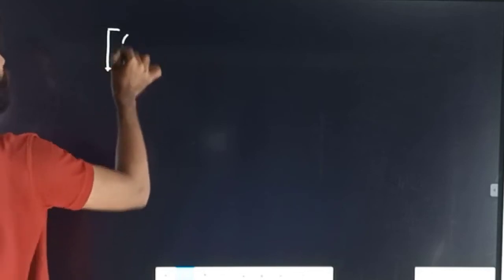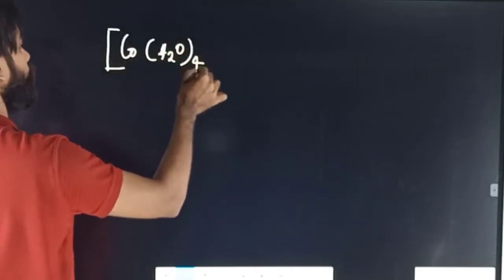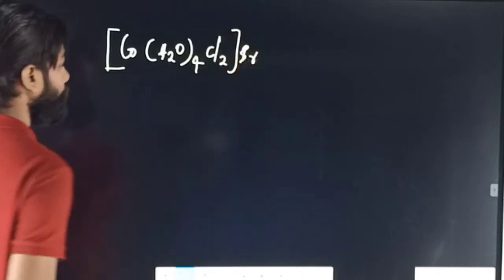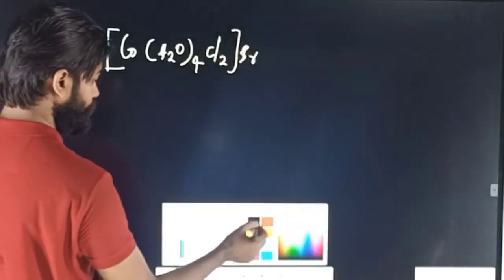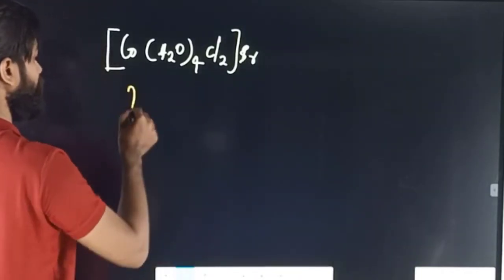That's all about the Werner theory. Listen, if I have a molecule Co(H2O)4Cl2Br, what about the case of secondary valency?